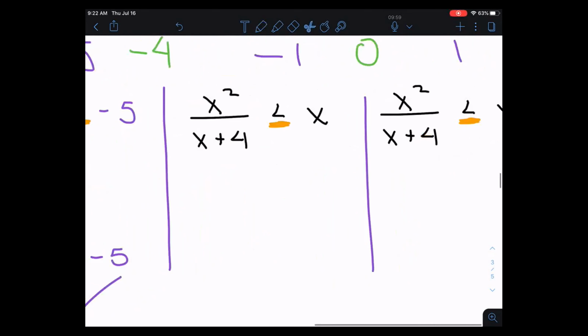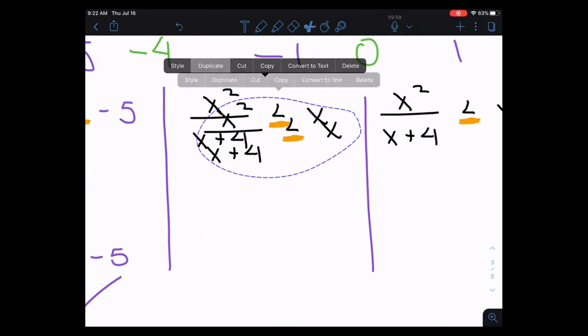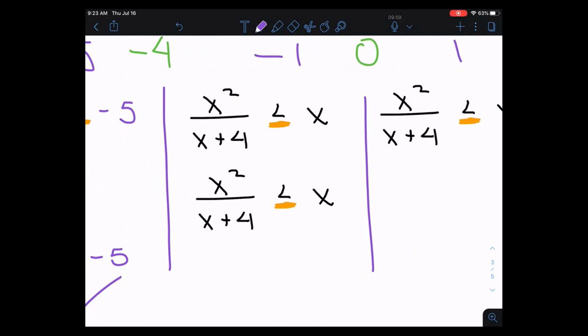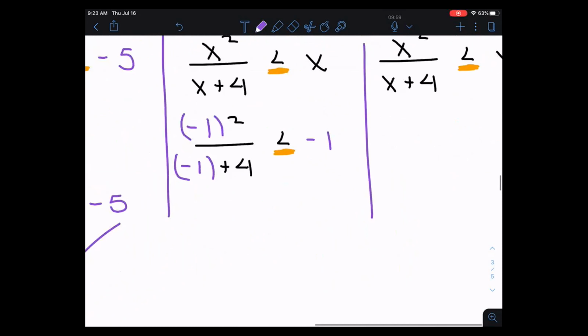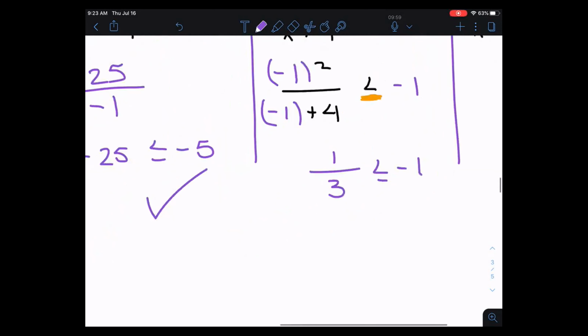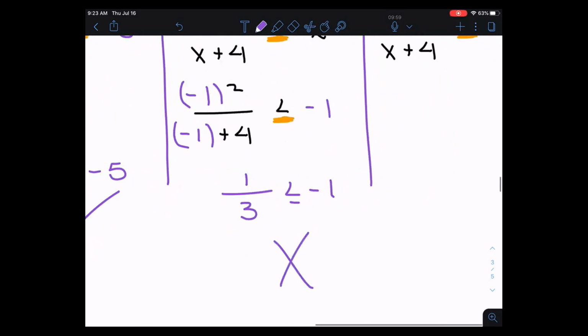Okay, so again, we're just going to plug these in. I'm going to rewrite this just so that you guys have it. So now we're going to plug in negative 1 into this function. What's negative 1 squared? Negative 1 squared is 1, over negative 1 plus 4, that is 3. So is 1/3 less than or equal to negative 1? No, so this interval does not work.